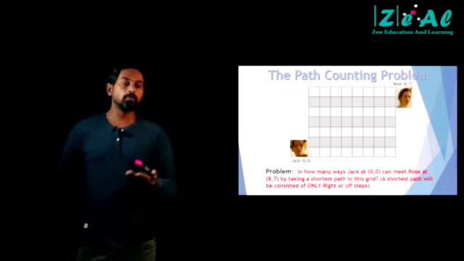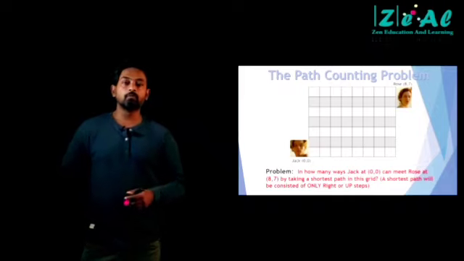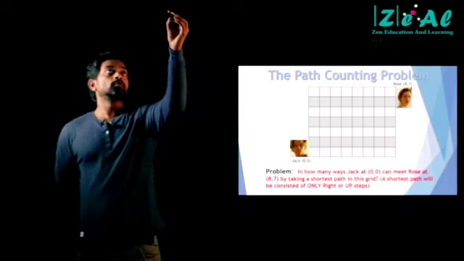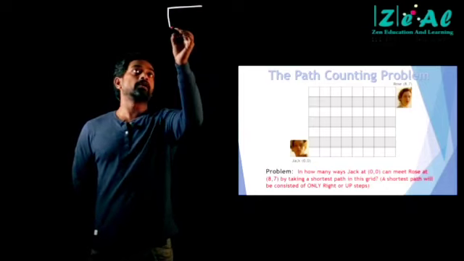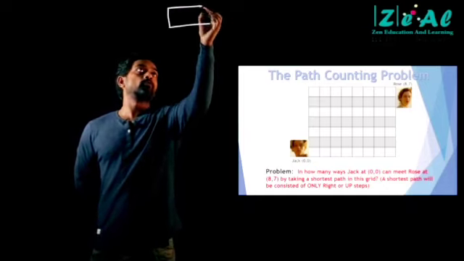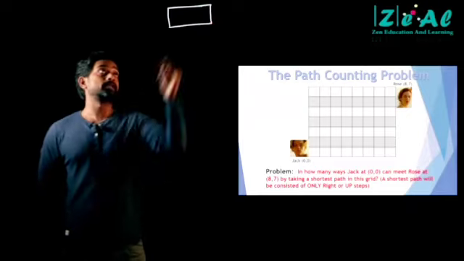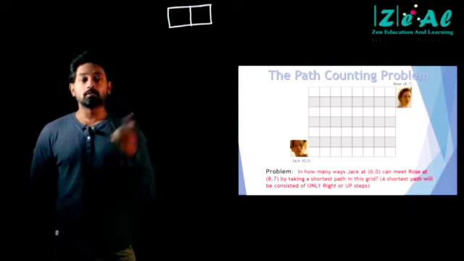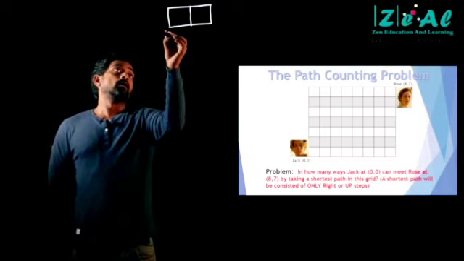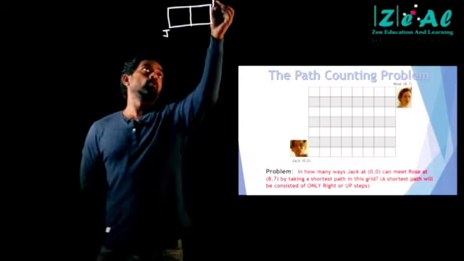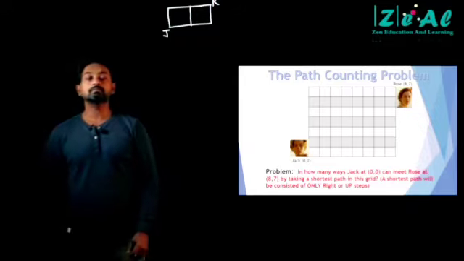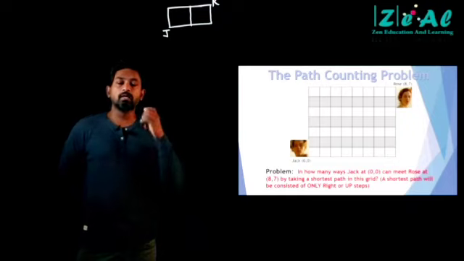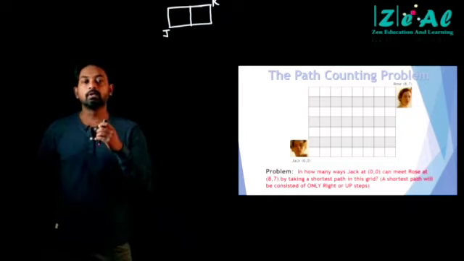So the first thing which makes this problem difficult is the number of roads here, the size of the grid here. Right? Do you agree? What can we do? We can form a similar problem which will be comparatively easier because we can reduce the size of the grid. So let's go for this grid here. Right? It's a small grid. Jack is here, Rose is here.